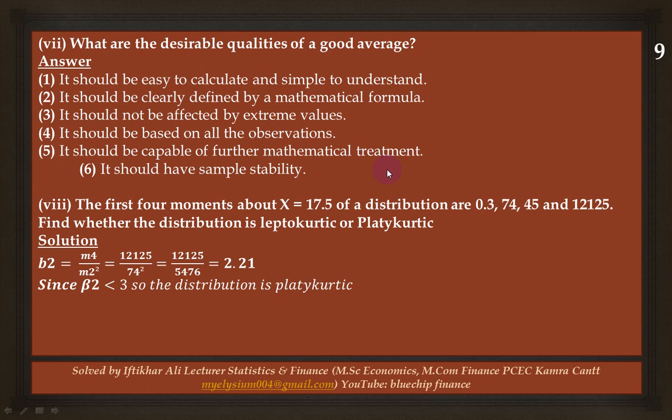Question number 8. The first 4 moments about x equals 17.5 of a distribution are 0.3, 74, 45 and 1125. Find whether the distribution is leptokurtic or platykurtic. So here the solution is that we take beta 2, which equals moment 4 divided by moment 2 squared. Moment 4 is 1125 and moment 2 is 74. So 74 squared is 5476 and the result will be 2.21. Since beta 2 is less than 3, the distribution is platykurtic.